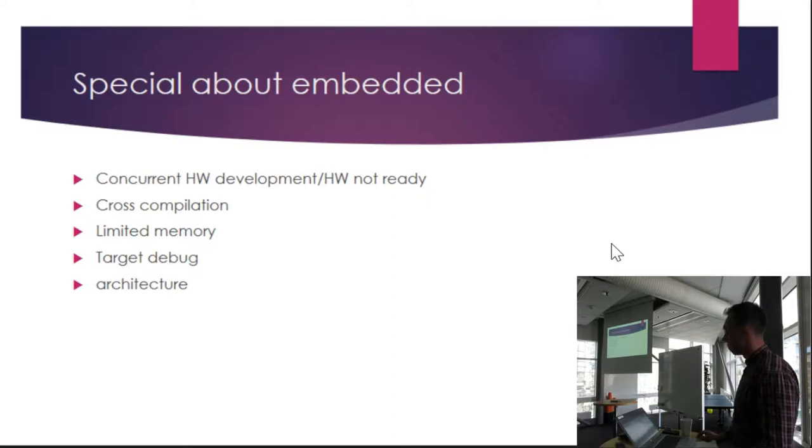The next thing is memory and other resource constraints. We should also think about it when we write our tests for embedded systems. The other thing is target debug, which sometimes takes a lot of time to set up the debug interface for our target, to program flash memory, and to configure and reproduce a defect, for example. And the next thing is architecture. We may develop on an x86 machine and run code on ARM machines, which are very different, for example.